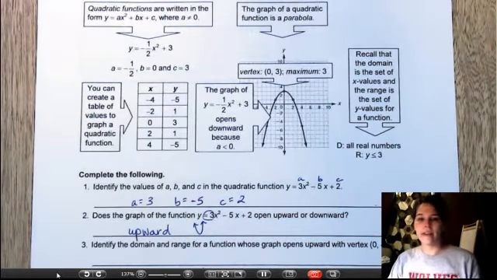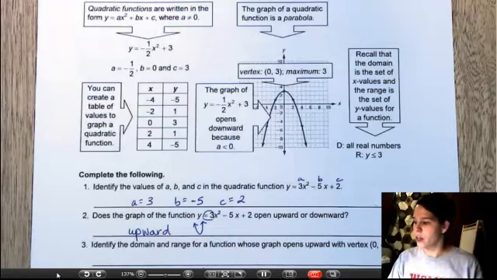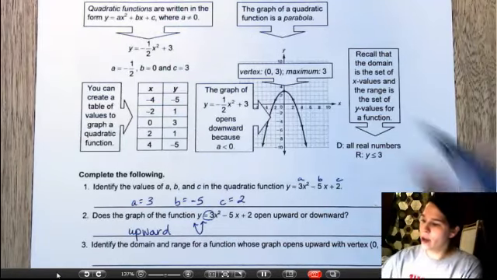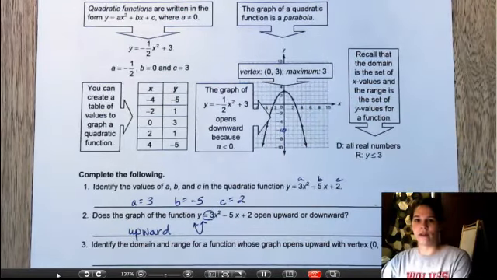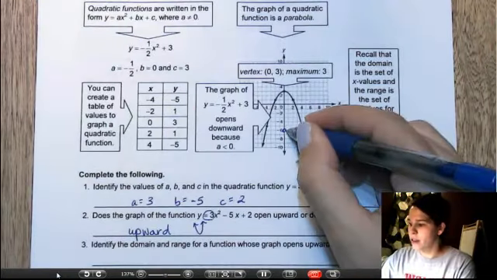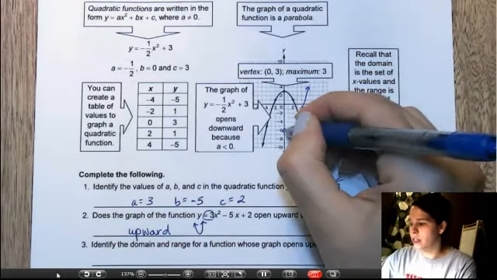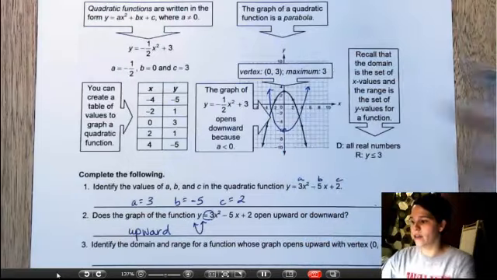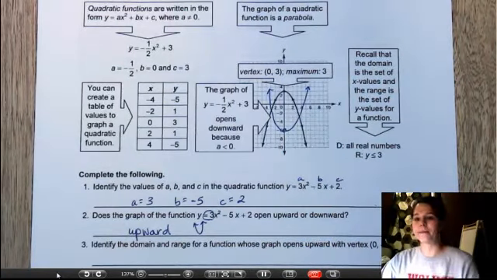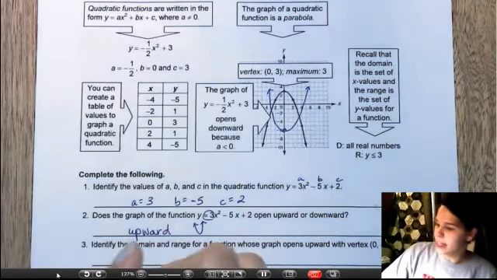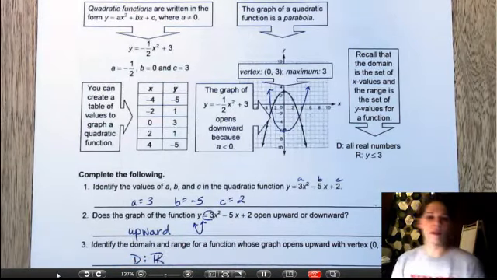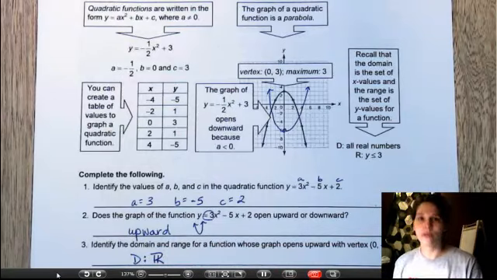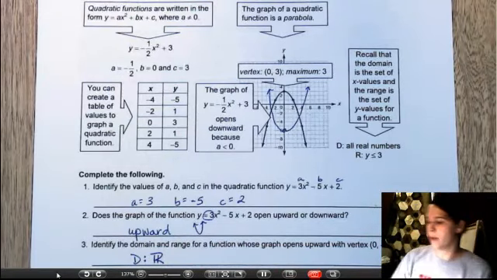And number 3, identify the domain and range for the function that opens upward with a vertex of 0, negative 5. So let's go up here, and I'm just going to use this graph. Here's my vertex at 0, negative 5, and it opens up, and at this point I don't really care how skinny or how wide it is. I just care that it opens up to get the general shape, so that I can say the domain for x is all real numbers, just because it almost always will be for quadratic functions at this point.